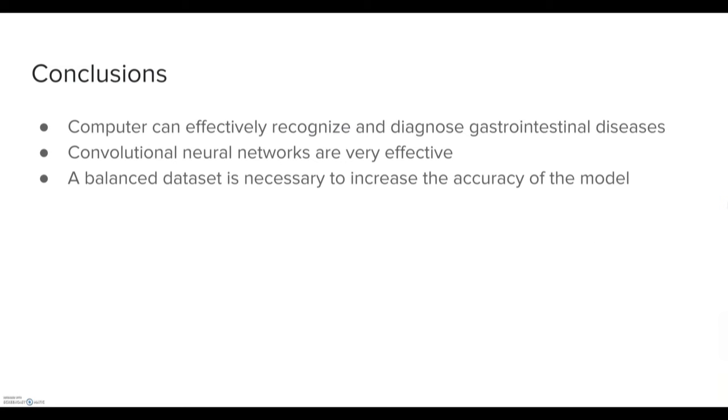So let's take a look at what we can conclude from these results from GastroScan. We can see that a computer is able to effectively recognize and diagnose gastrointestinal diseases and can be of great use to doctors in the future. A convolutional neural network is particularly effective, especially in the case of the abnormality one that had approximately 95% accuracy. And finally, a balanced dataset is crucial to increasing the accuracy of a GastroScan model. Because without a balanced dataset that has even numbers of images in each label, the model will simply be skewed towards a single label and misclassify many images.